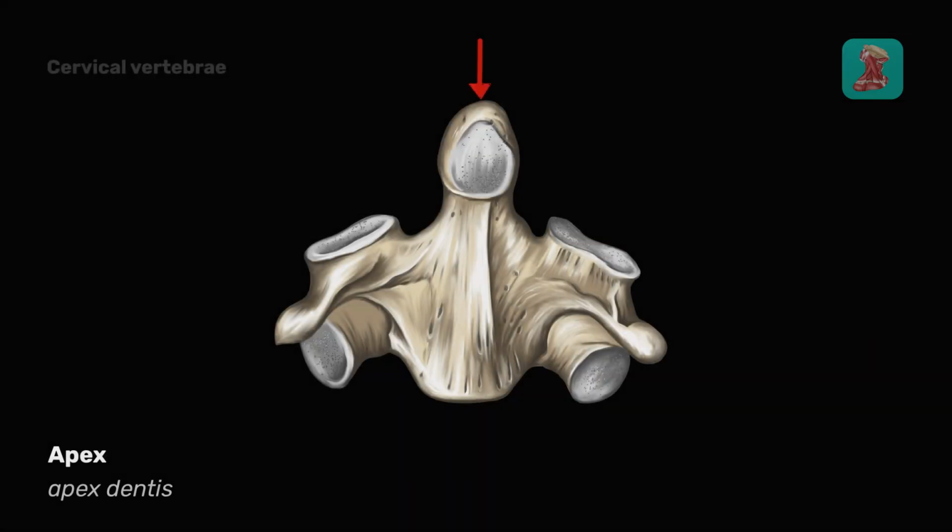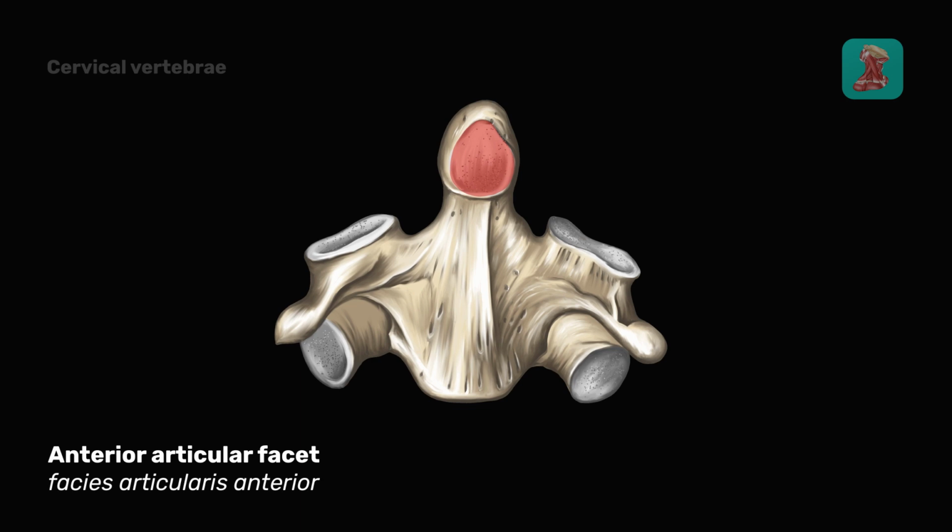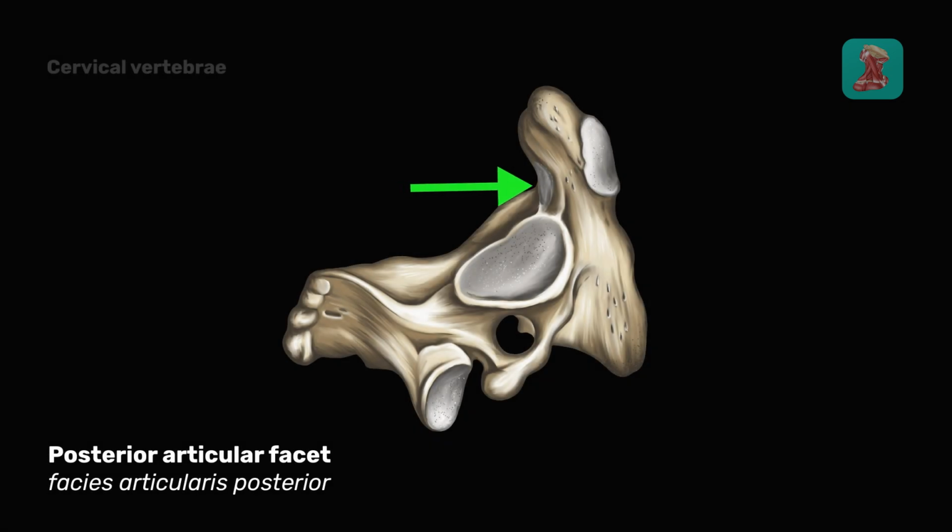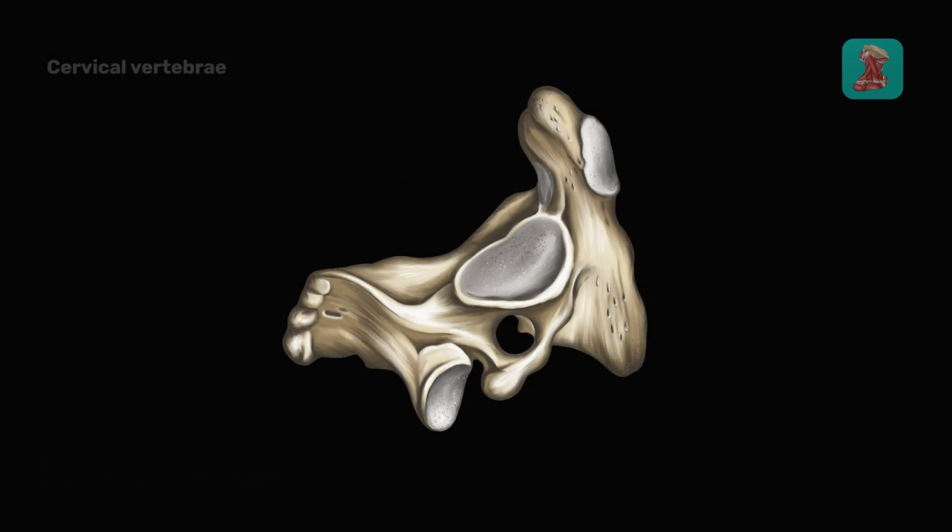The dens has an apex and 2 articular surfaces. The anterior articular surface, which connects to the facet of the atlas, and the posterior articular surface, which connects to the transverse ligament of the atlas in the formation of the medial atlanto-axial joint.